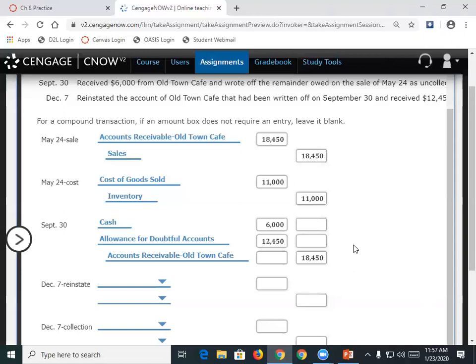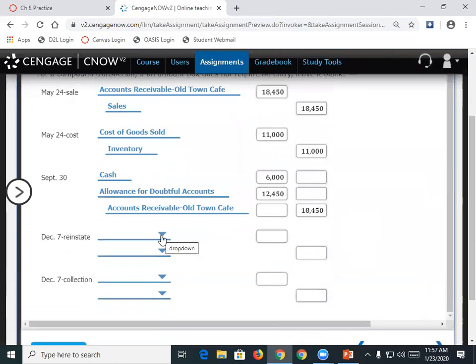Okay. And then, like the previous one, on December 7th, we reinstated their account that had been written off. Okay. Well, it's really the same as what we did under direct. We're just doing a reversing entry. Our reversing entry just changes because of our original entry. So what do you think, to reinstate, what do you think I'm going to debit? Accounts receivable. Accounts receivable, very good. For how much? $12,450. Perfect. And then what do we credit? Allowance for doubtful accounts. Perfect. So we are truly just reversing this right here.